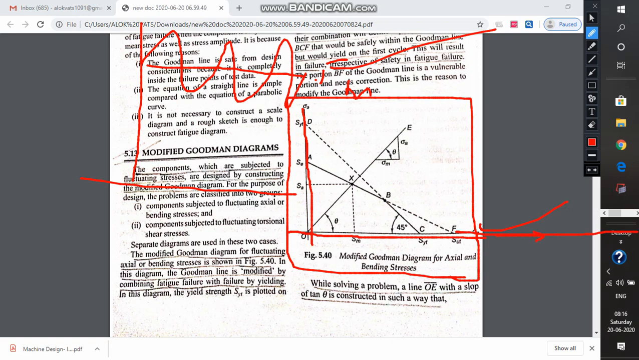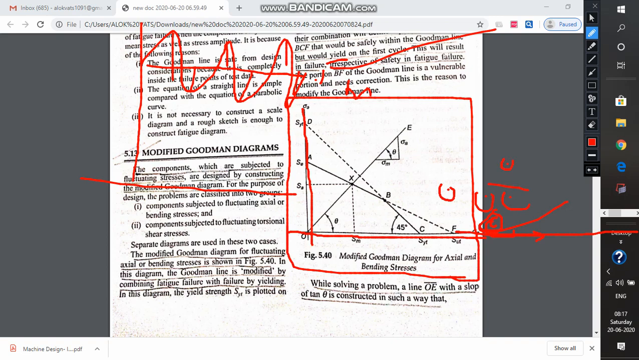Let us say it is not that far also, and it has an alternating stress of a very small value compared to sigma m. Suppose the point lies here. These are the unsafe regions, of course, no doubt about that.